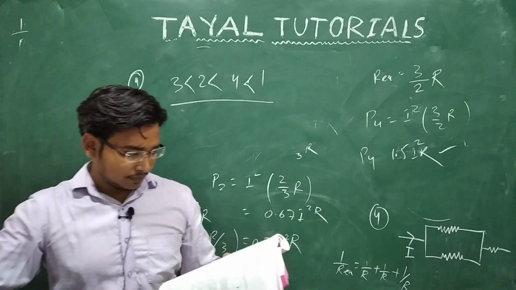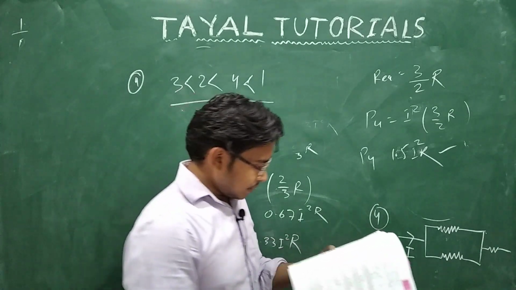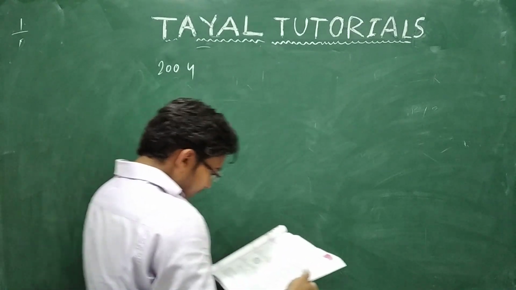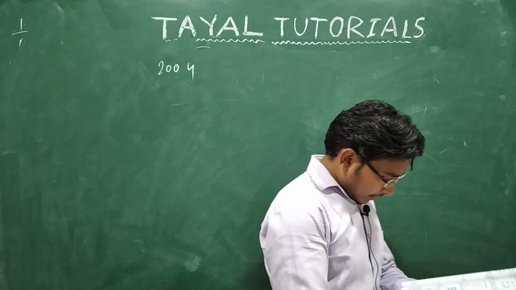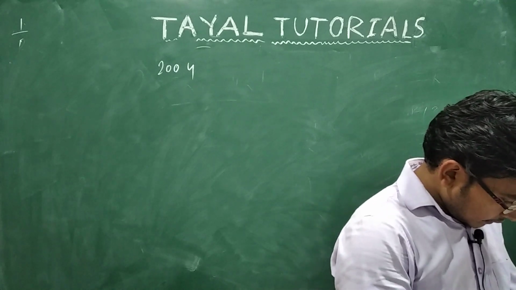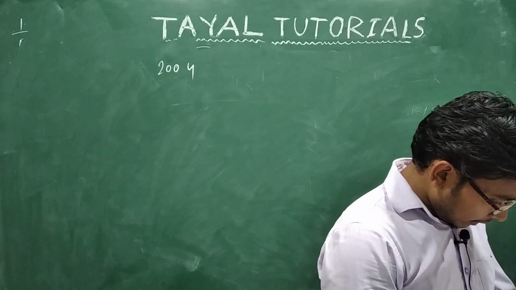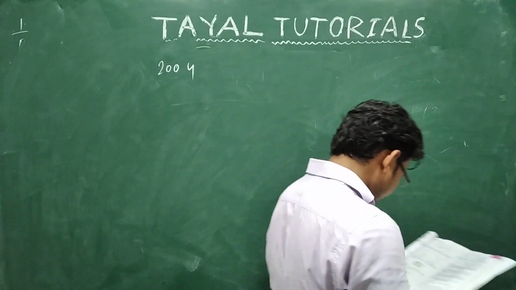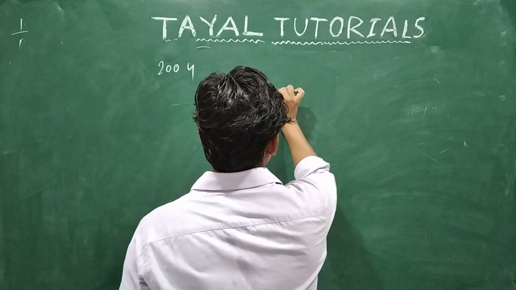Next question. IIT 2004. The 6 identical resistors are connected as shown in the figure. The maximum between this option there. Okay, let's see. Very easy question.